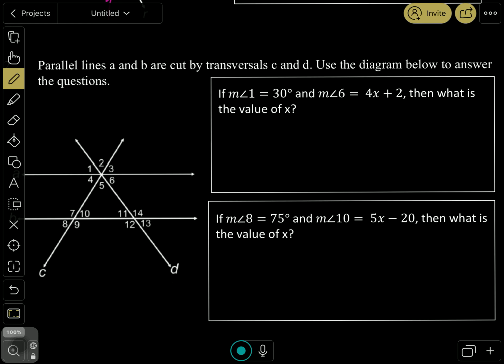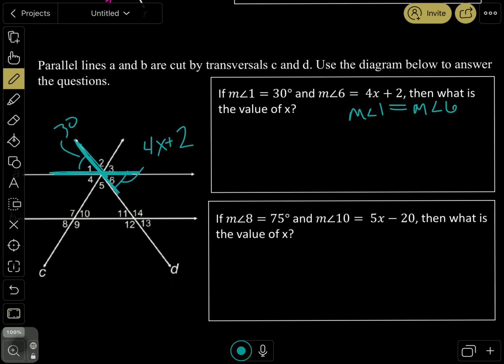So let's start. If the measure of angle 1 is 30 degrees, and the measure of angle 6 is 4x plus 2, then find x. Well, what the heck, Miss K? What am I supposed to do with this? Well, it's a good thing that we learned all of our vocab, because right off the bat, I can see that I have an example of vertical angles. We just learned that vertical angles must be equal. So I know that the measure of angle 1 has to equal the measure of angle 6.